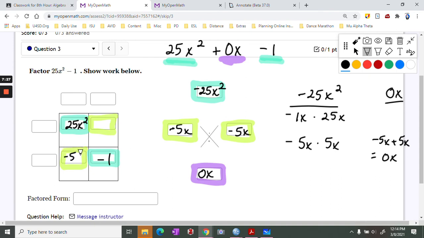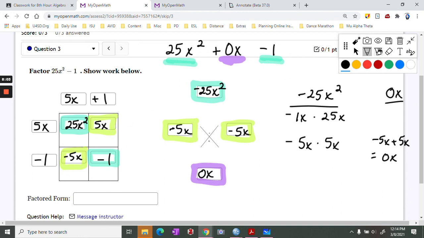So negative 5x, positive 5x, and now we go back to our GCF. 25x squared and 5x. 25 and 5 share a factor of 5. X squared and x share a factor of x. 5x times what is 25x squared? 5x. 5x times 5x is 25x squared. 5x times positive 1 is 5x. 5x times negative 1 is negative 5x. Negative 1 times positive 1 is negative 1.